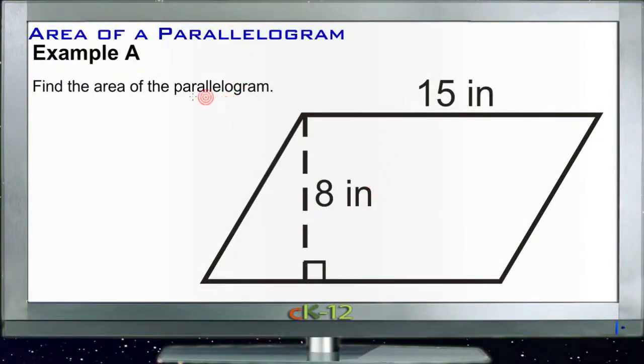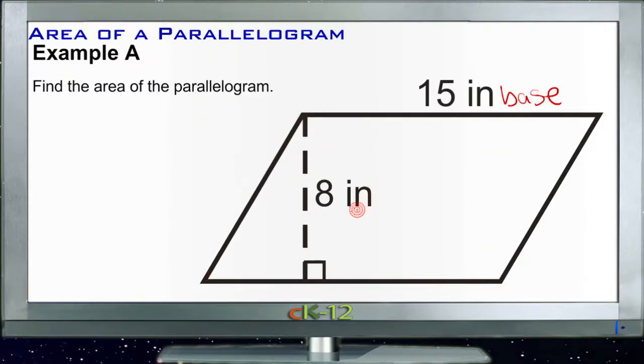All right, example A asks us to find the area of a parallelogram, and they kind of give us the easy part here. We have the distance across the top, which is our base, and we actually have our real height. They gave us the height of the parallelogram rather than the slant distance here.